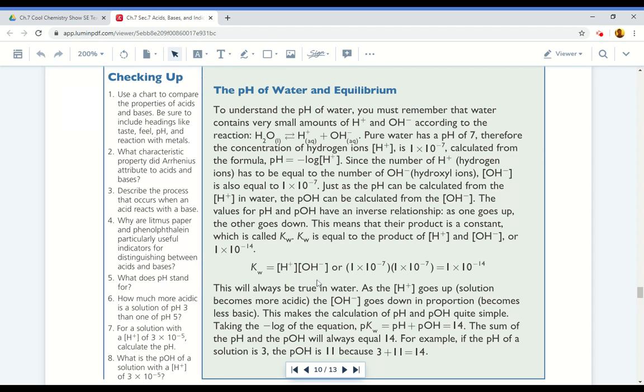As the concentration of hydrogen ions goes up, remember those brackets mean concentration of, meaning the solution becomes more acidic, the concentration of hydroxyl ions goes down in proportion, becomes less basic. This makes the calculation quite simple. Taking the inverse log of the equation, the sum will always equal 14, and right there you're seeing that the sum equals 14.